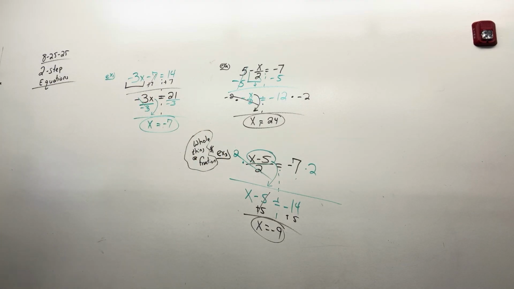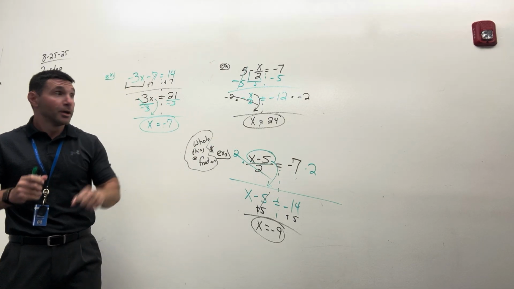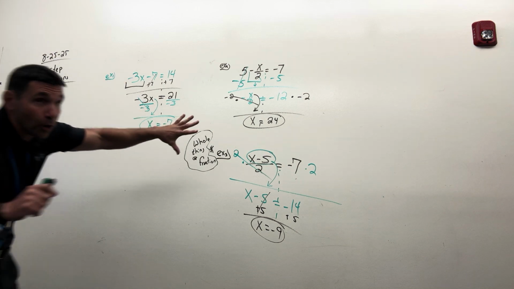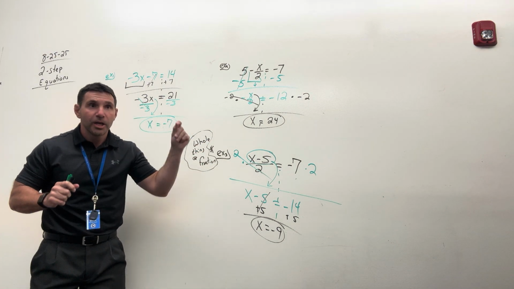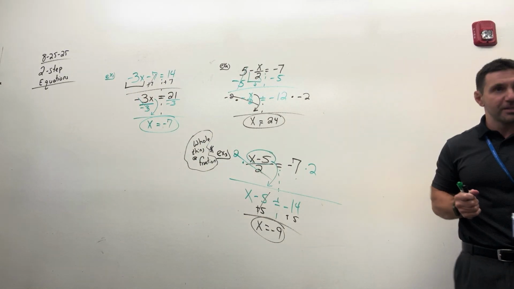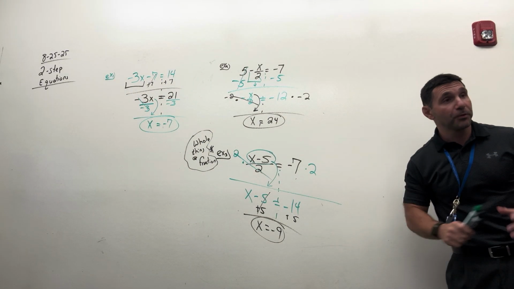Okay? The whole thing is a fraction. When the whole thing is a fraction, you start with multiplication. Hey y'all, eyes on me. Listen, if the whole problem is a fraction, in order to start to solve it, you need to isolate and get rid of the denominator. To do that, you start by multiplying by the denominator.